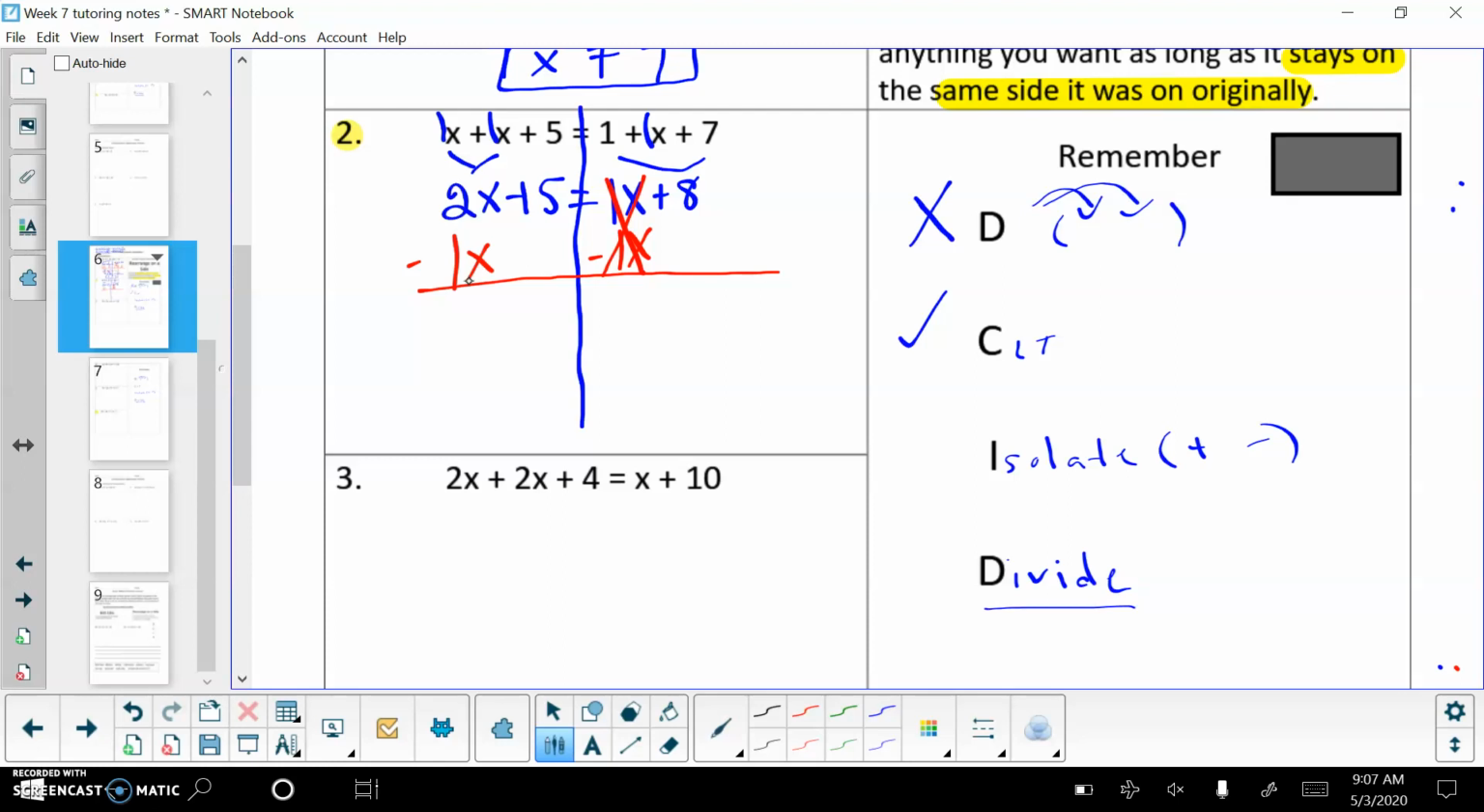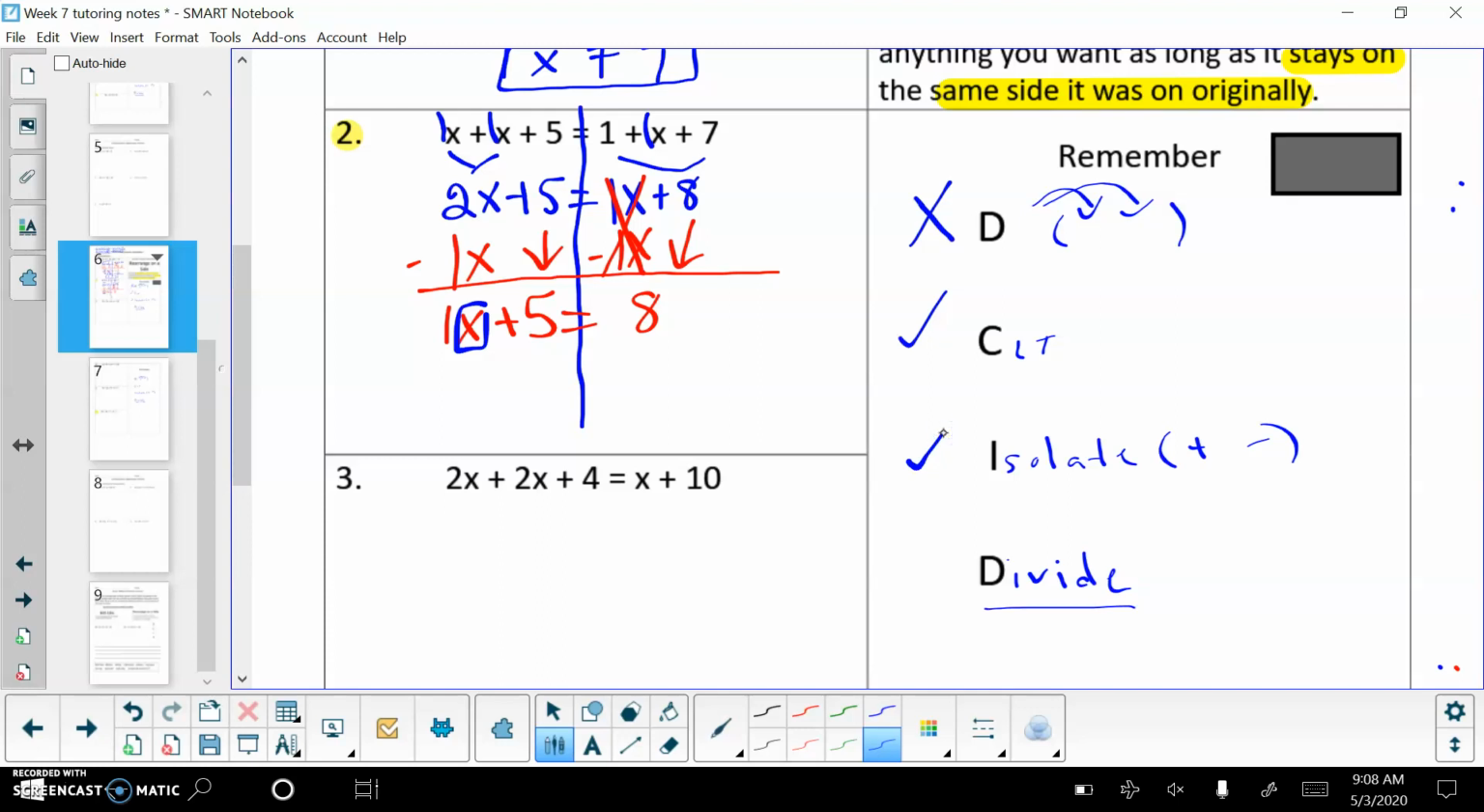And a 2x minus a 1x is a 1x. Now I'm going to bring down my 5 since I didn't do anything with it. I'm going to bring down my 8. Okay. And I'm going to notice that, hey, my x is now combined up. I only have x's over here, no x's on the right side, but I've still got that 5 there. So I've got to move the 5, so I'm still in this isolate step.